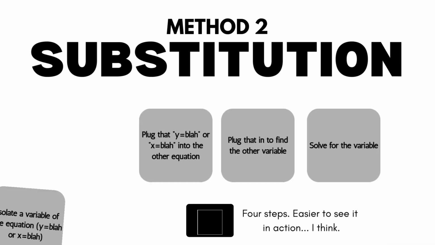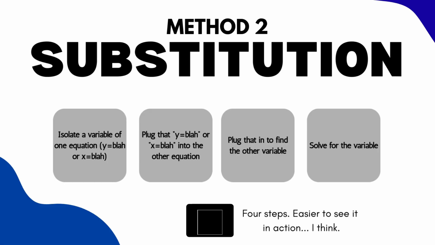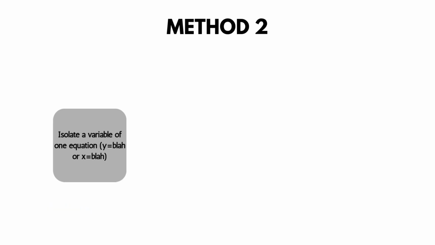Substitution, basically you have your 2 linear equations, and what you want to do is take any of the 2 equations and isolate either of the 2 variables. Then plug that into the other equation, solve for the variable, and plug that variable into the equation. I don't get it. You know what? It's just better if I show you how that works.